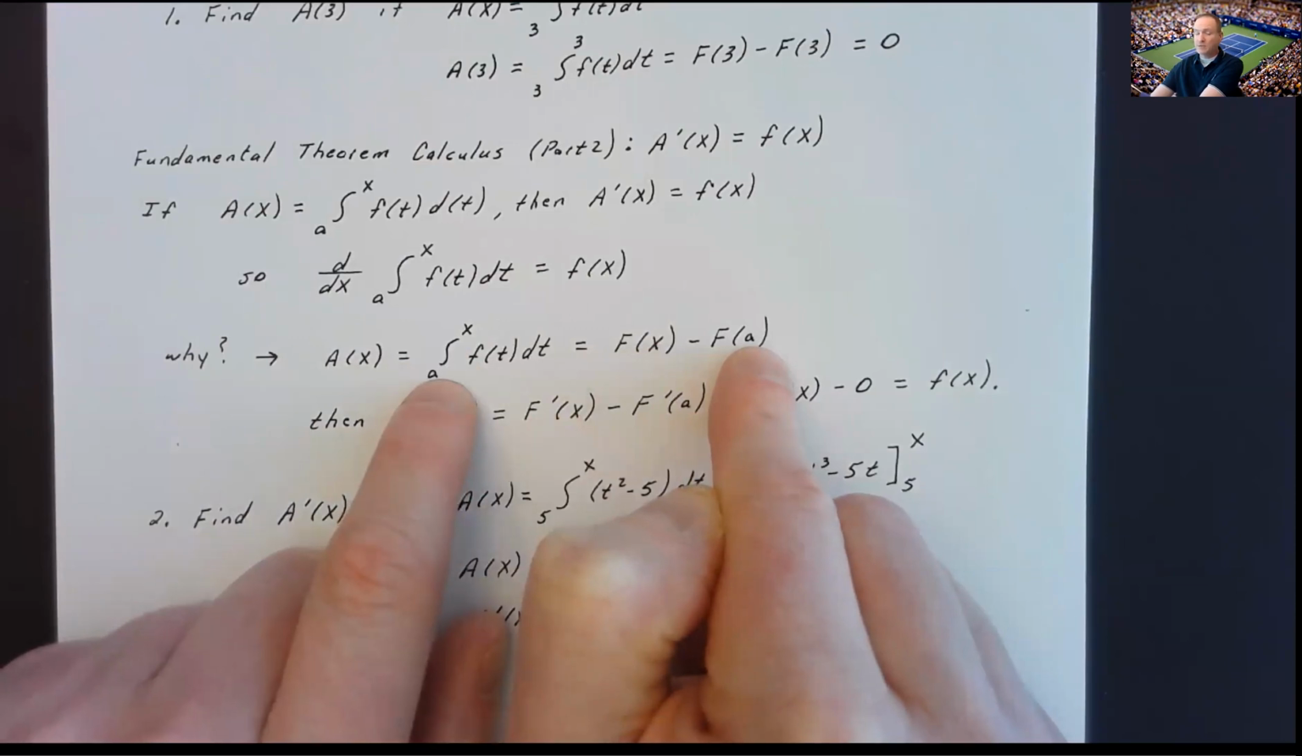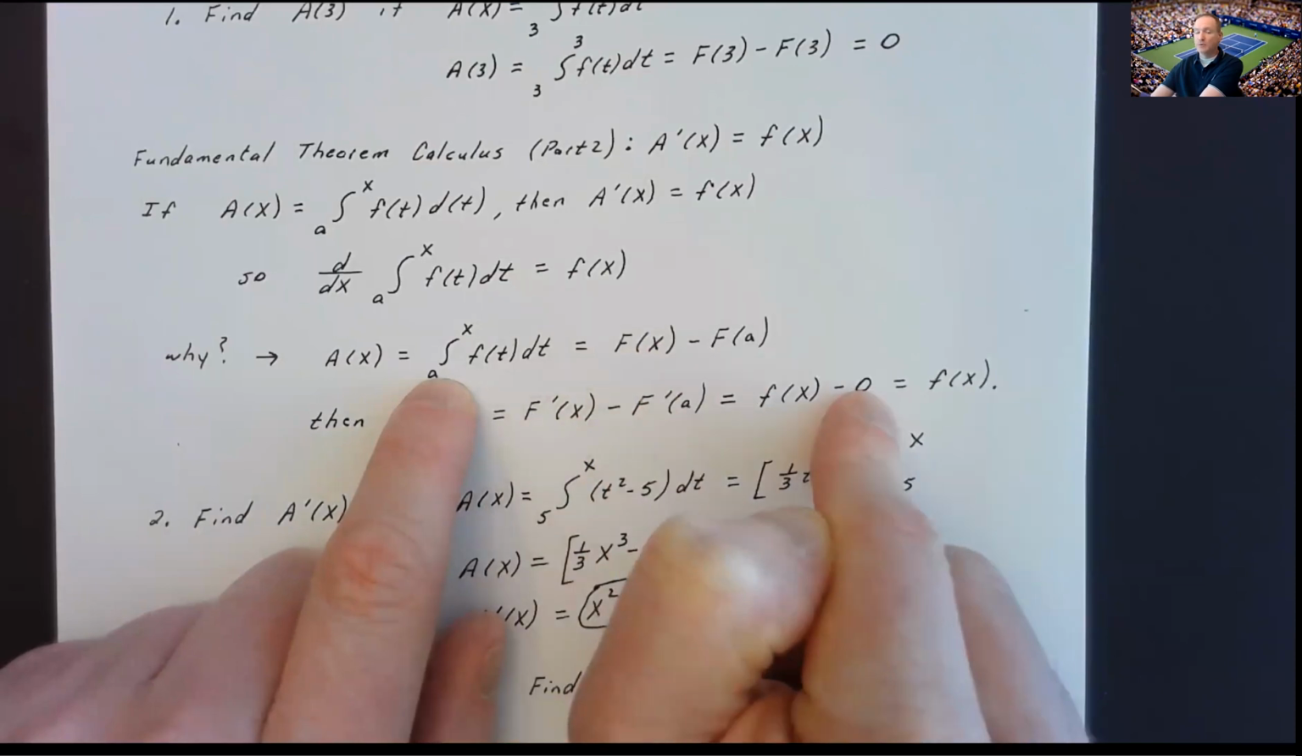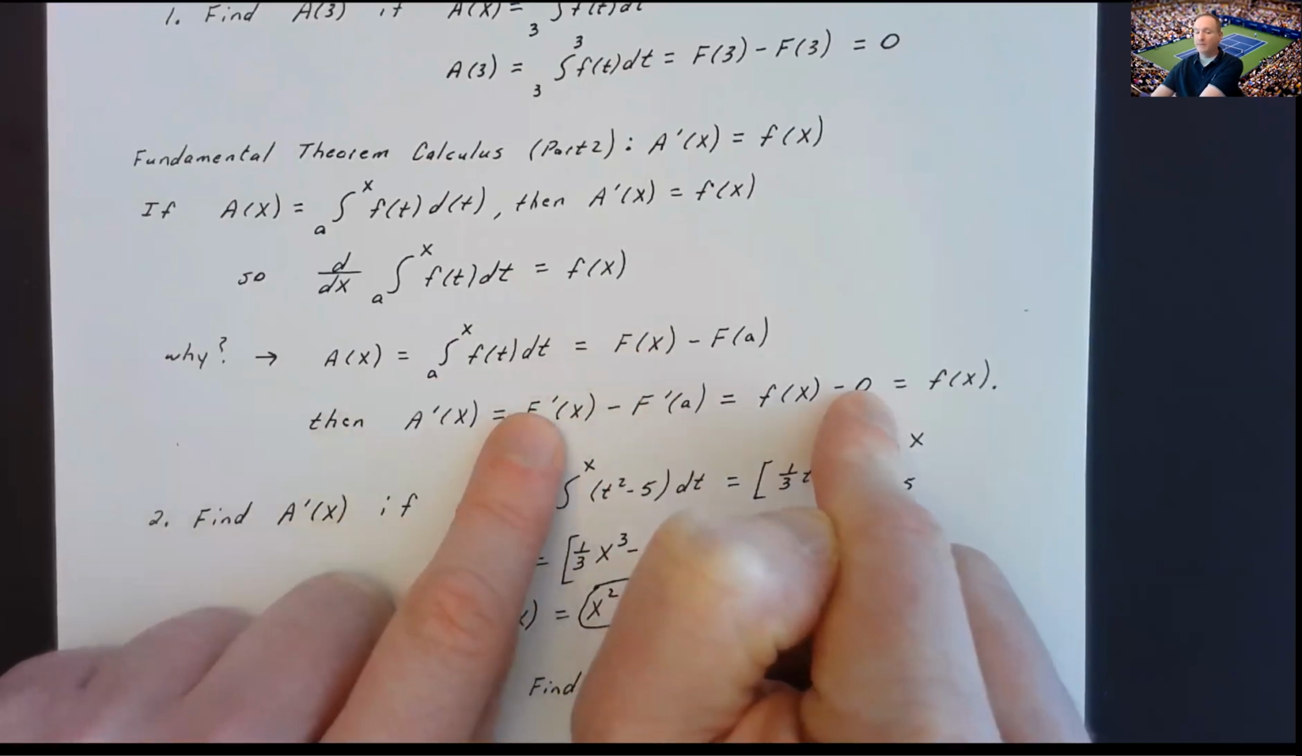But remember, a is just some constant. We know that the derivative of any constant is 0, but the derivative of capital F would just be small f.